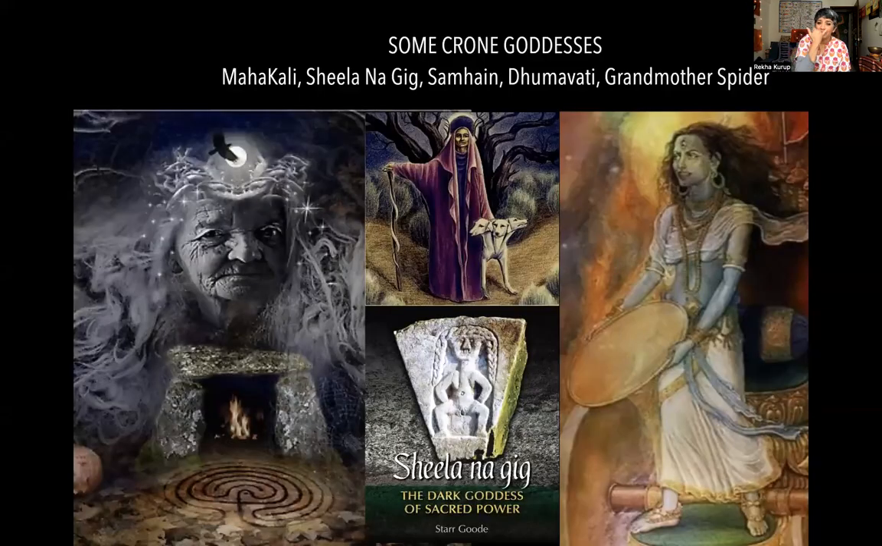And here I have many of the crone goddesses. You can see the goddess of the crossroads, the seven sister grandmothers, Grandmother Spider, Dhumavati. You have the Samhain grandmother, Sheela na Gig, which is also a very old grandmother kind of energy. There are so many grandmother goddesses like that. So see what is there in your own culture, in your own lineage.